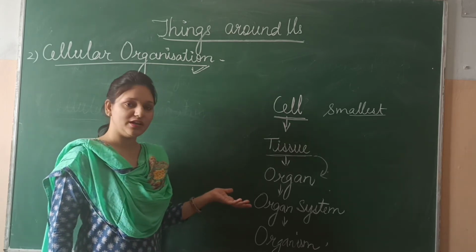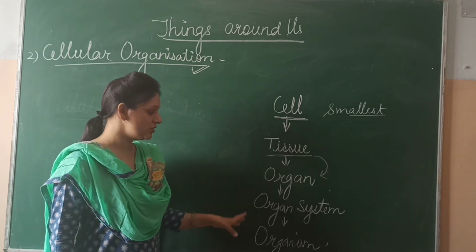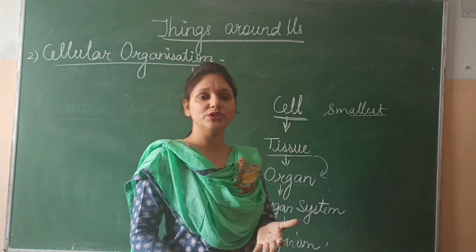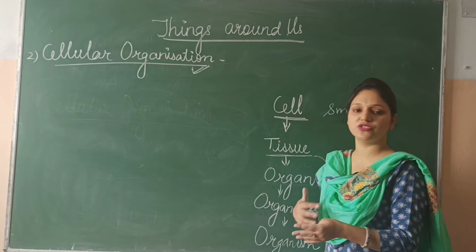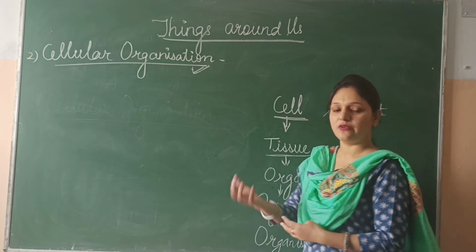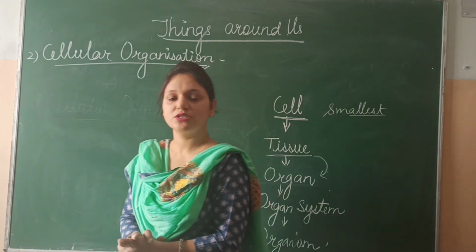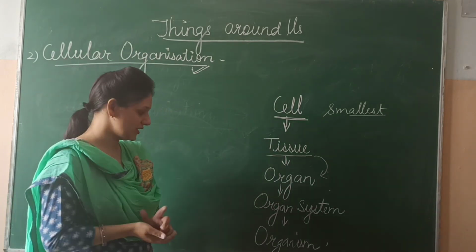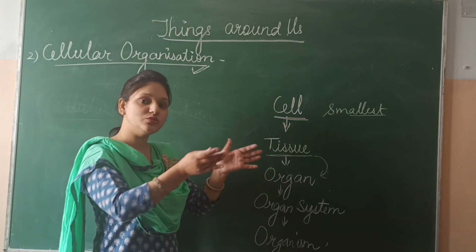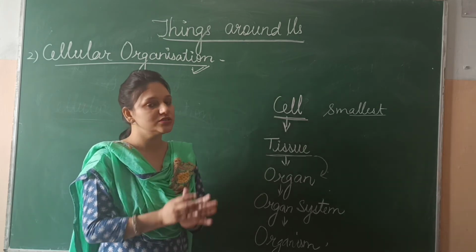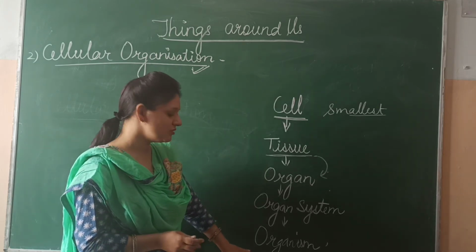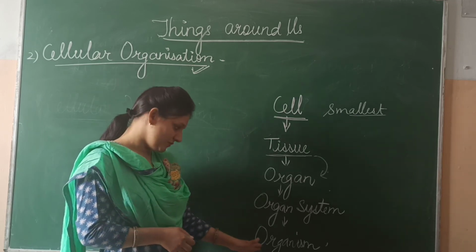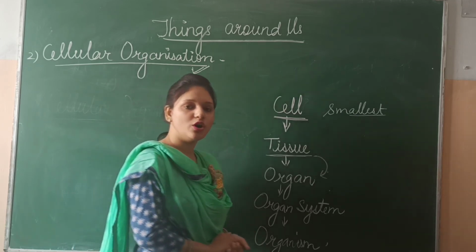Beta, in the higher classes, you are going to study all the organ systems in detail. But right now, you need to know the names. The digestive system is related to the digestion of food. The respiratory system is related to taking in air and exhaling carbon dioxide. So when different systems of the body unite, they form an organism. And what are organisms? Living beings are known as organisms.